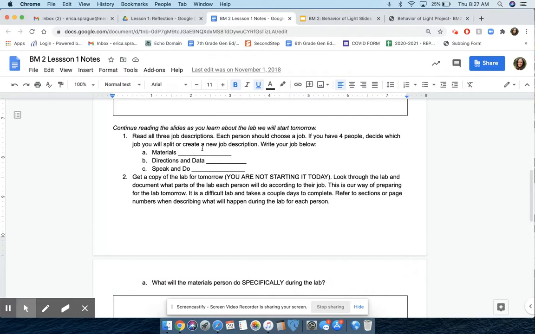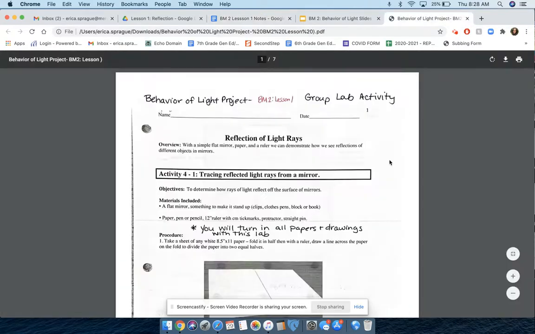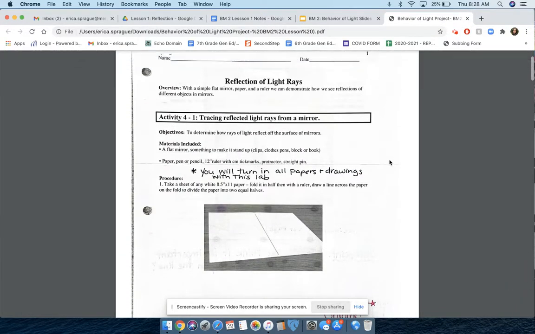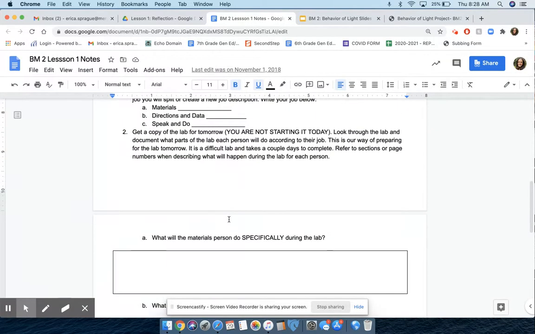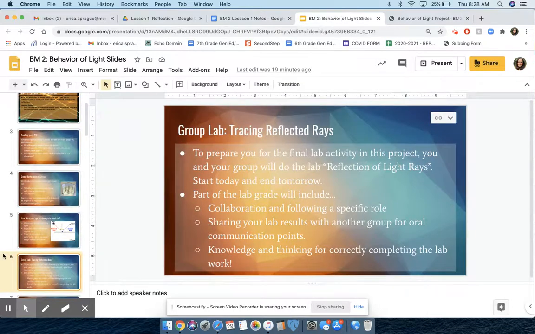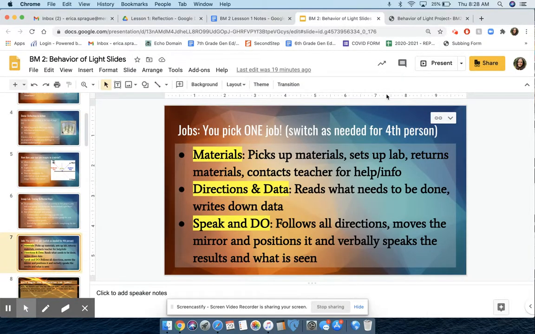You'll be put into groups today. We're going to go over the lab together, which is actually a document that we'll look at today. And we're going to make sure that we understand all of the directions for the lab. So there's a lot going on, and it's really important that we have a job.